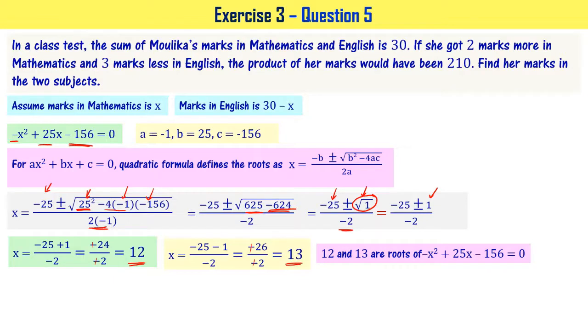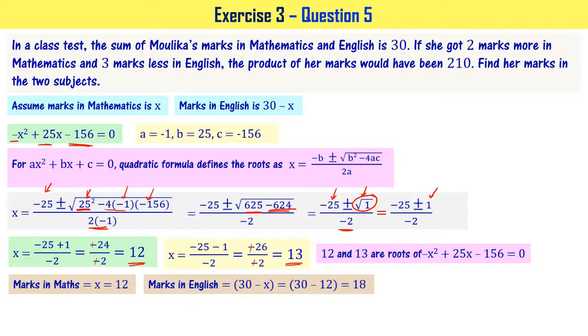Let me consider x equal to 12 means the marks in maths is going to be 12, right? Marks in English are going to be 30 minus 12, that is equal to 18. This is when you have marks in mathematics equal to 12. The value of x is chosen as 12. But you can choose even 13 also, right?